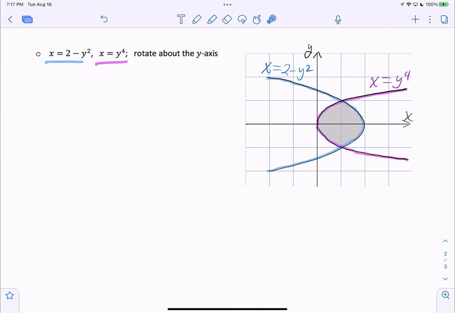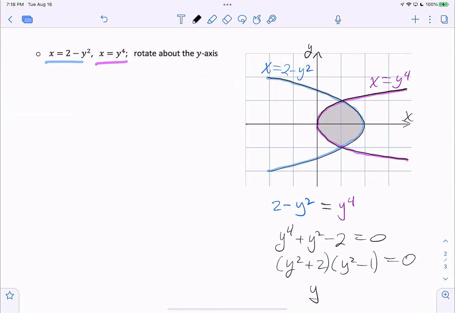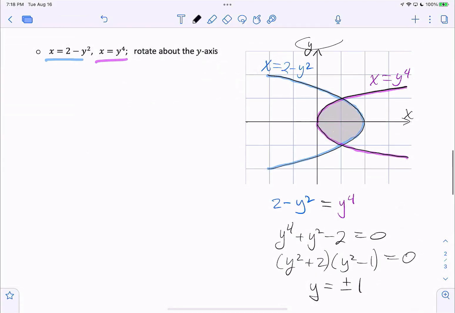If I've drawn my graph well, then I can see the coordinates of the points of intersection, but just in case, let's set 2 minus y squared equal to y to the 4th. We'll get that y equals plus or minus 1, which agrees with what I thought I was drawing. Now we're rotating this about the y-axis, so my representative rectangle is going to be horizontally oriented.